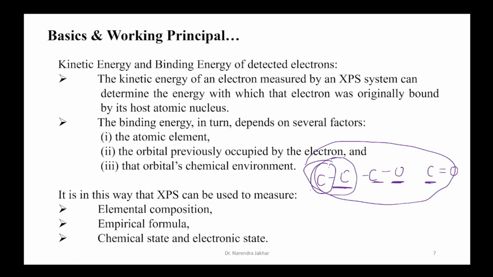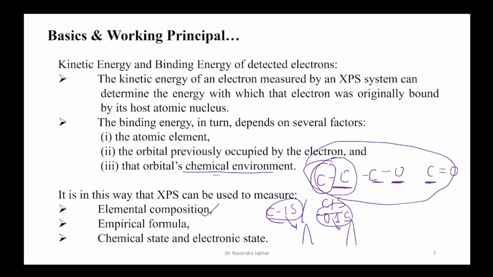This is because the C1s electron has different binding energies when it is associated with different chemical environments, like carbon, oxygen with a single bond, oxygen with a double bond. So this enables us to get an idea of the chemical environment. And it is in this way that XPS can be used to measure the elemental composition, since we know that the C1s binding energy is different from the O1s binding energy. The electrons coming out from carbon have a different peak, and the electrons coming out from O1s have different peaks.